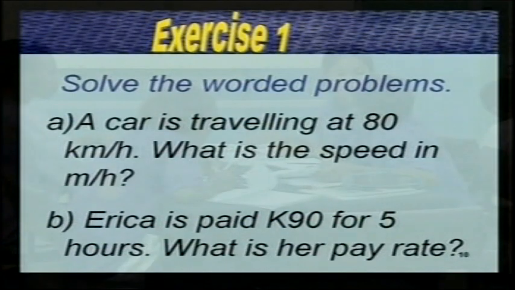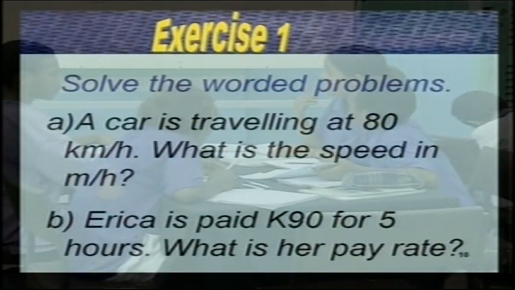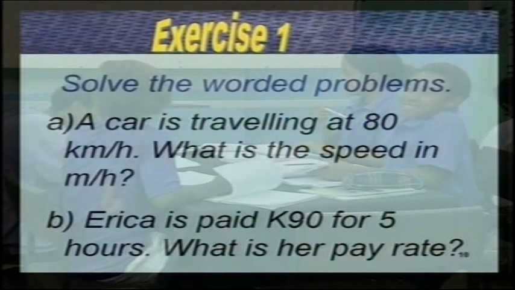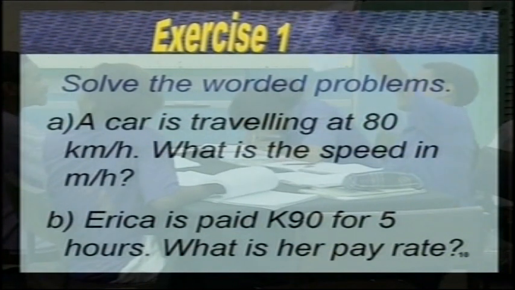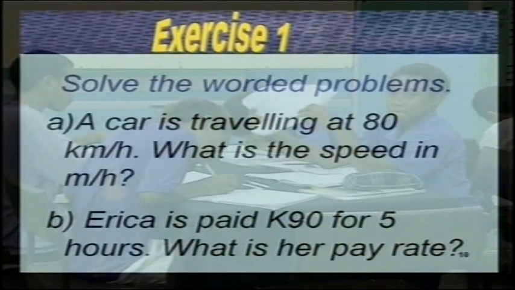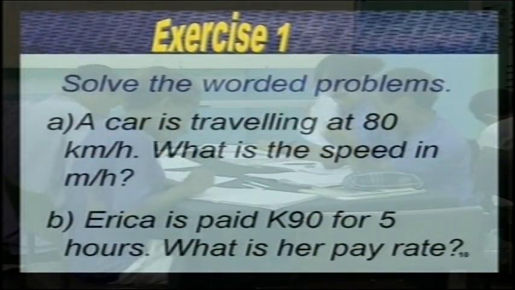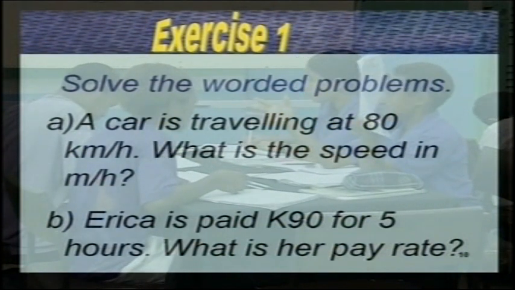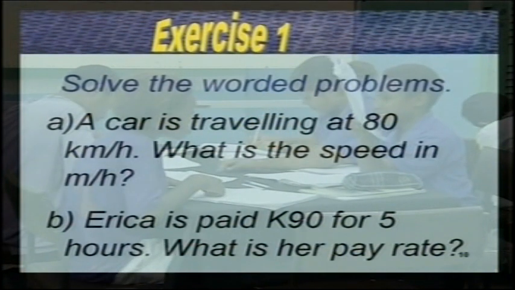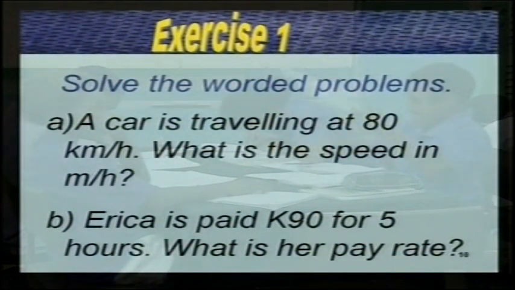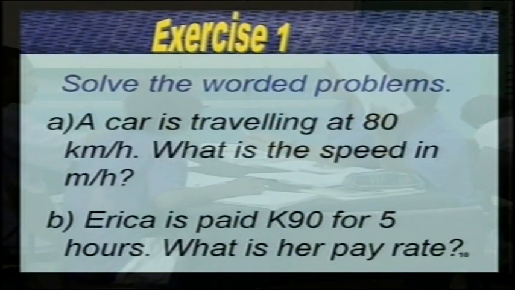Who's asked a question: is kilometer bigger than meter? Kilometer is bigger than meter. So how many meters in a kilometer? How many meters in 1 kilometer? How many? 1,000. 1,000 meters in 1 kilometer.